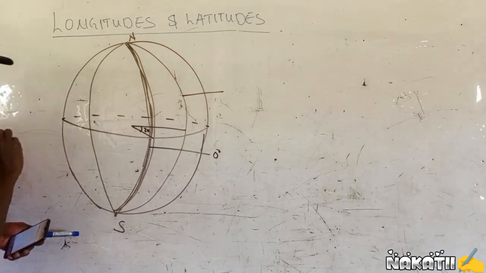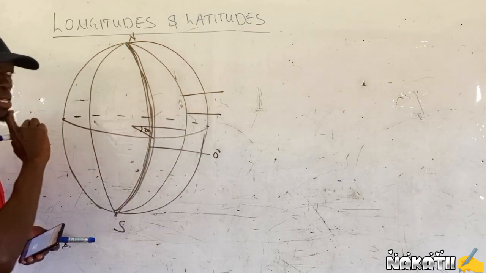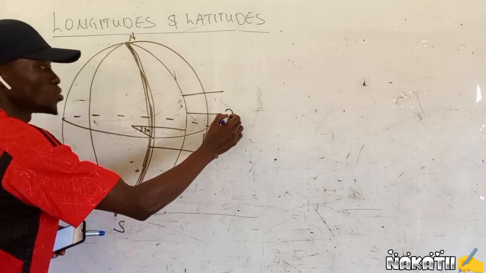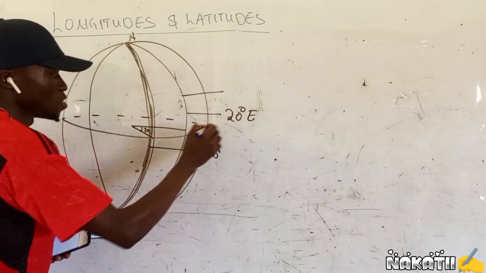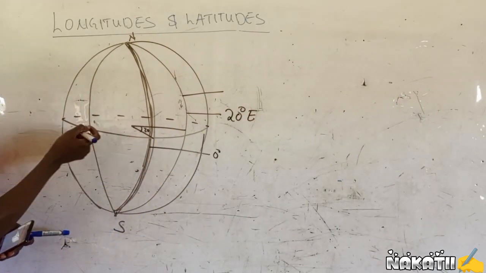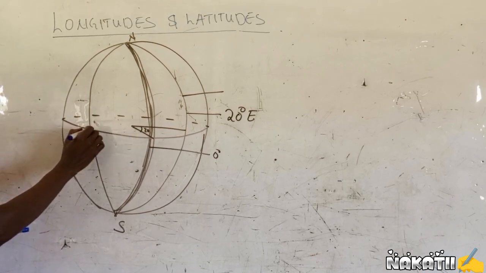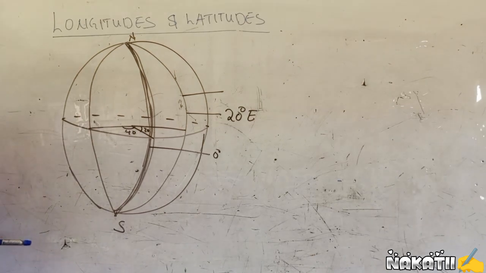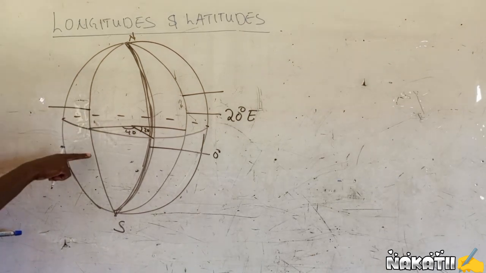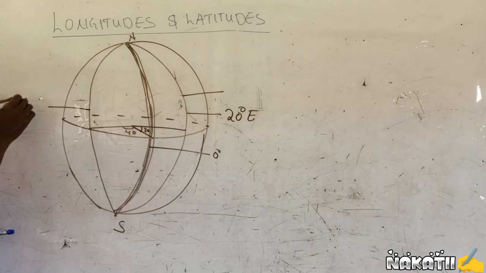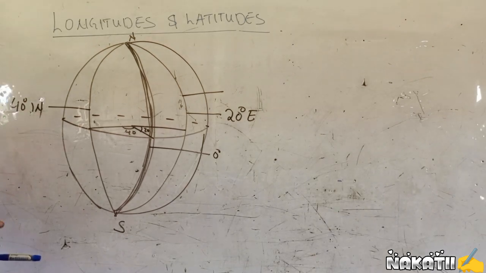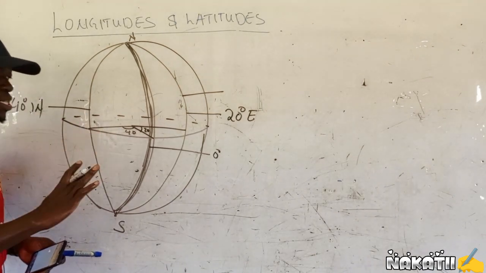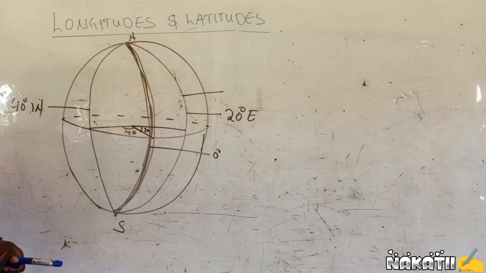Then if this angle is 20 degrees, we say this meridian is 20 degrees east of the Greenwich meridian. Then if you measure this angle and maybe you get 40 degrees, it means this meridian is 40 degrees west of the Greenwich meridian. And that's why we are saying that the Greenwich meridian is used as a reference to get the position of other meridians on a sphere. The same applies to the equator.